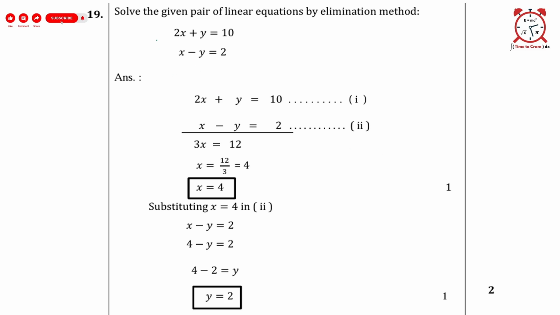Solve the pair of linear equations by elimination method. Here it is very easily given as plus y and minus y, so after the addition, it can easily be cancelled. So 2x plus 2x is 4x, 10 plus 2 is 12. After solving, x equals 4. Keep x equal to 4 in equation number 1 or 2. Here it is kept in equation number 2, then the value of y equals 2. So in that way solve by the elimination method. Look, for the first answer 1 mark, for the second answer 1 mark.